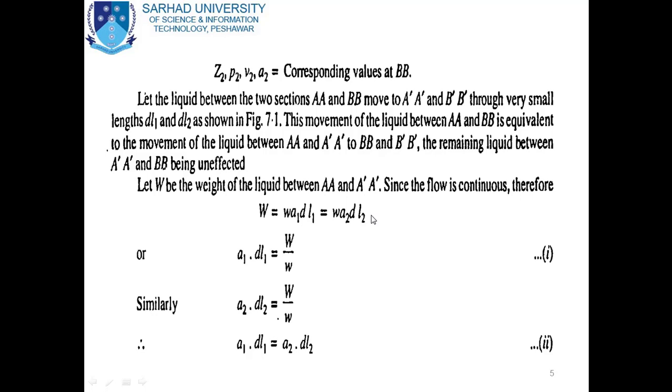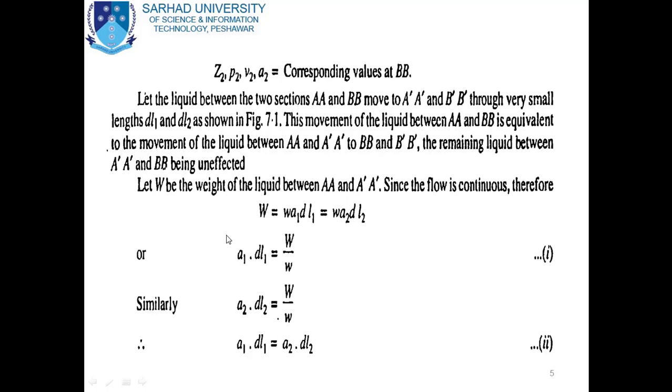Now let W be the weight of the liquid between AA and A dash. Since the flow is continuous, W is equal to omega A1 dL1. That is, the total weight of the liquid is equal to the volume of the section into unit weight of the liquid. So the total weight is equal to omega A2 dL2. That is the liquid in the two sections, A dash and B dash.